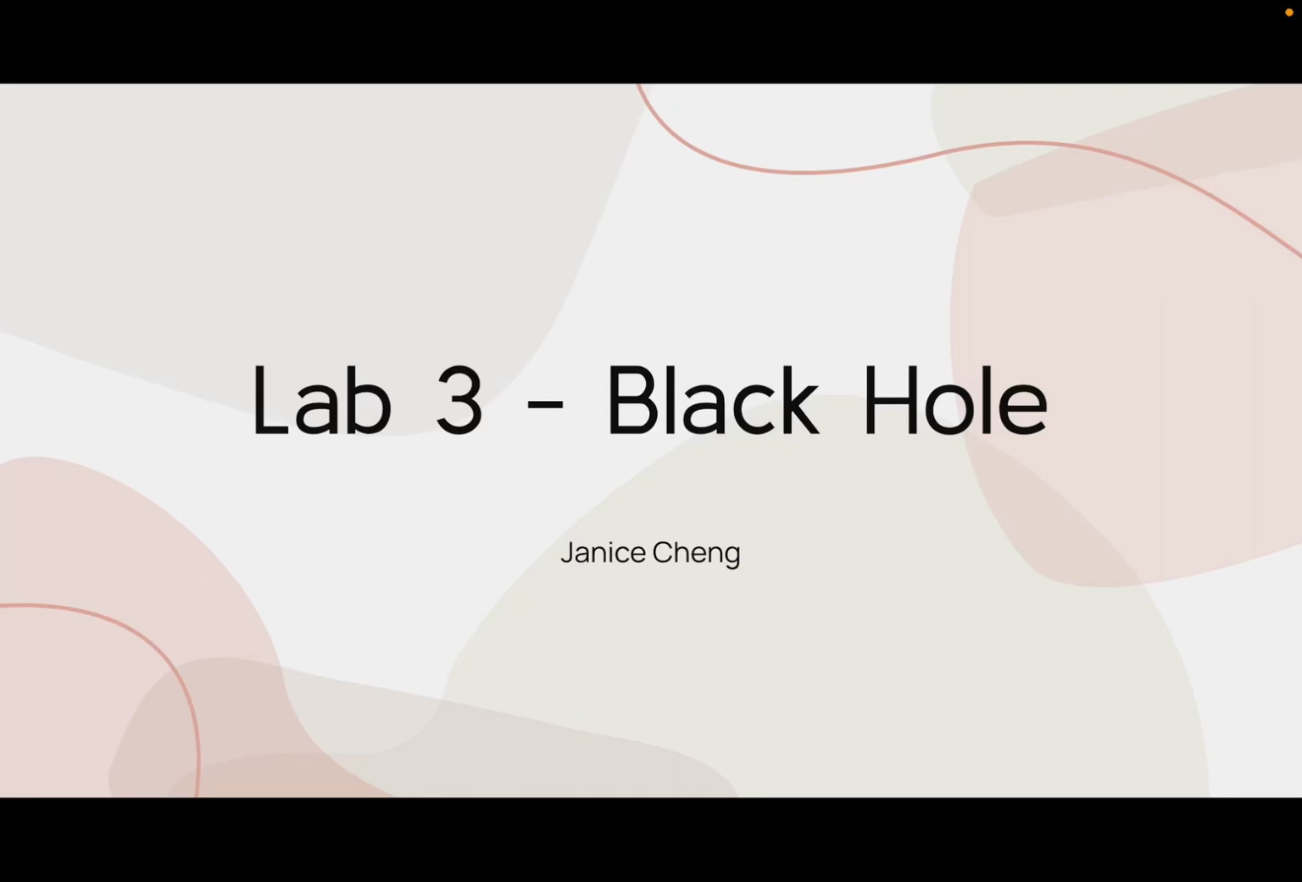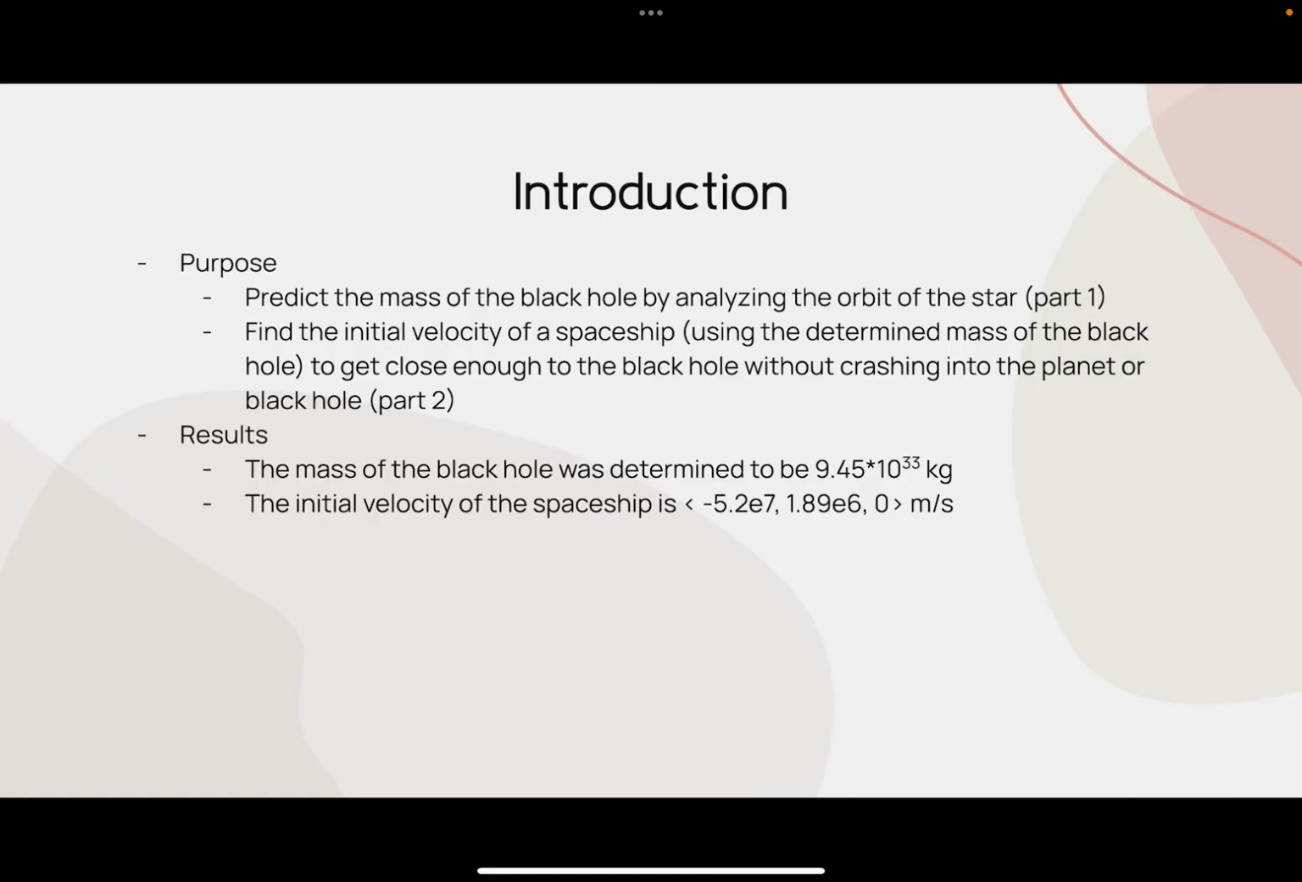This is lab 3, black hole. The purpose of this experiment is to predict the mass of the black hole by analyzing the orbit of a star, and to find the initial velocity of a spaceship using the determined mass, to get close enough to the black hole without crashing into the planet or the black hole.